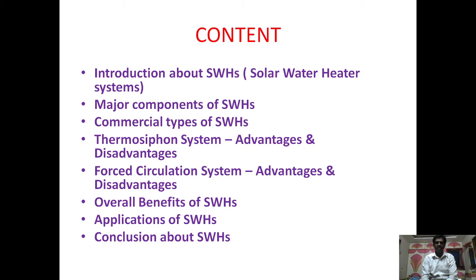major components in this kind of system, and the different commercial types of solar water heating systems. In this we discuss the thermosiphon system, its advantages and disadvantages, and the second one, the forced circulation system, its advantages and disadvantages, the overall advantages or benefits of solar water heating systems, applications of solar water heating systems, and finally a conclusion about these solar water heating systems.